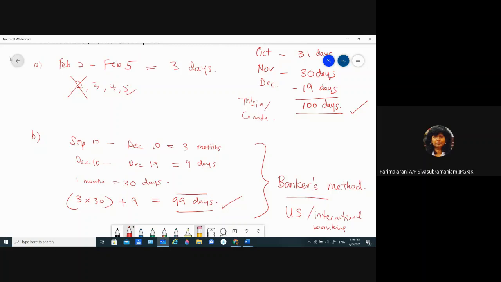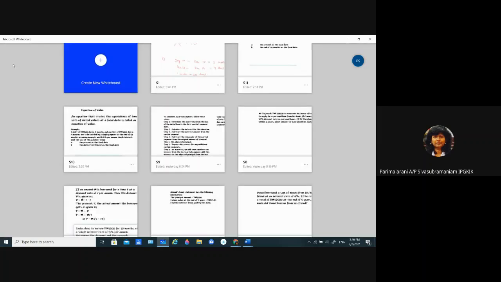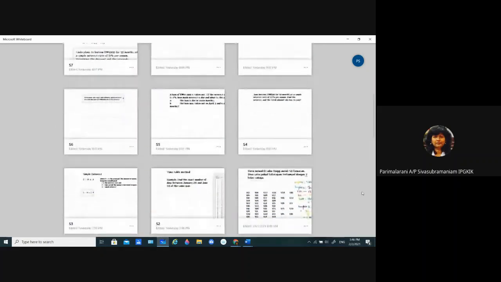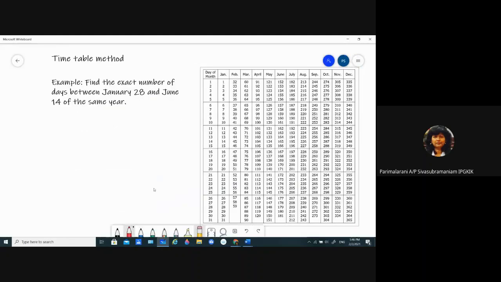Okay, so we finished with time between dates. So now we know how to do that. Now let's look at interest. Okay, we start with simple interest. Before we go to that, there is another method. There's another method to find the time between dates. It is using a timetable, a special timetable.